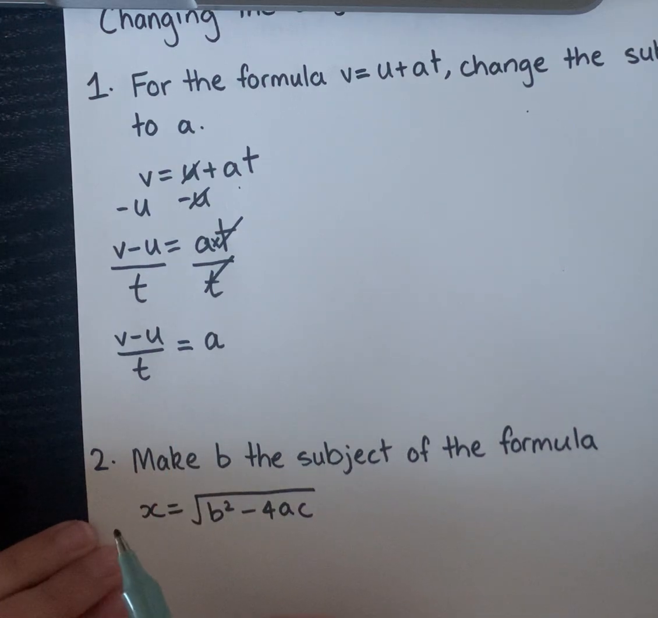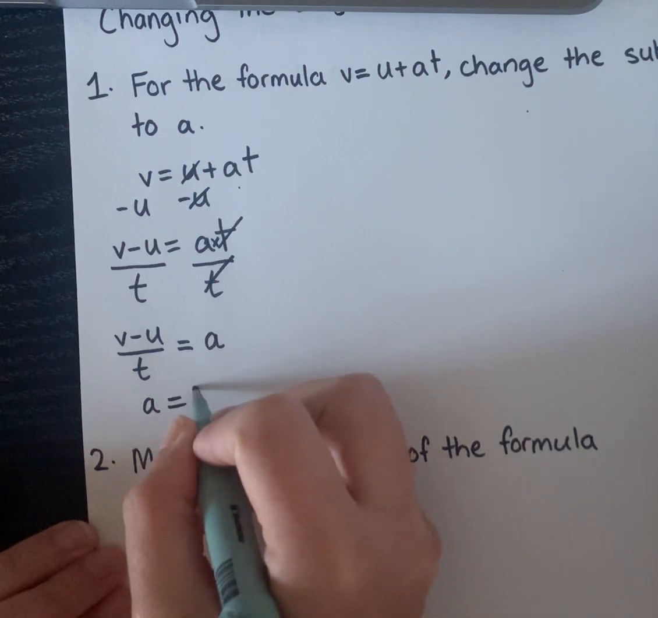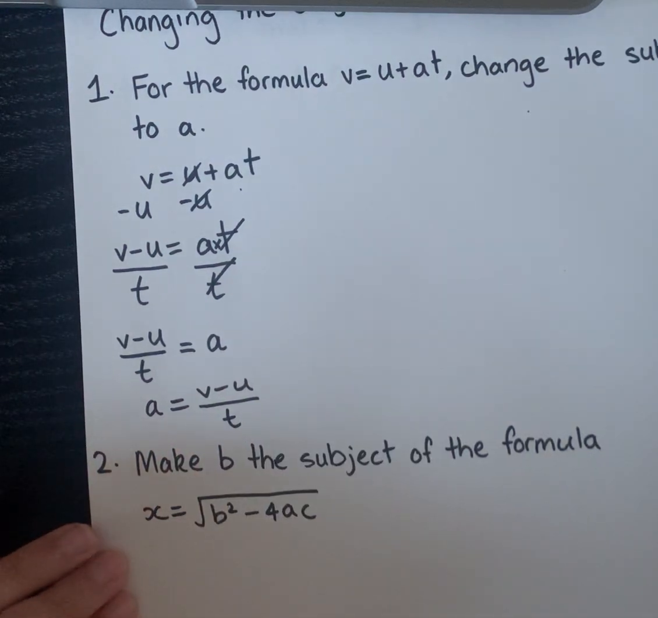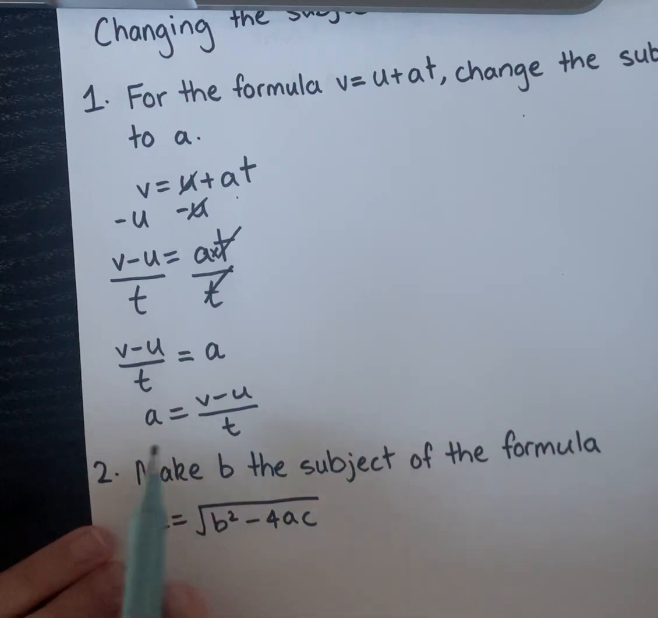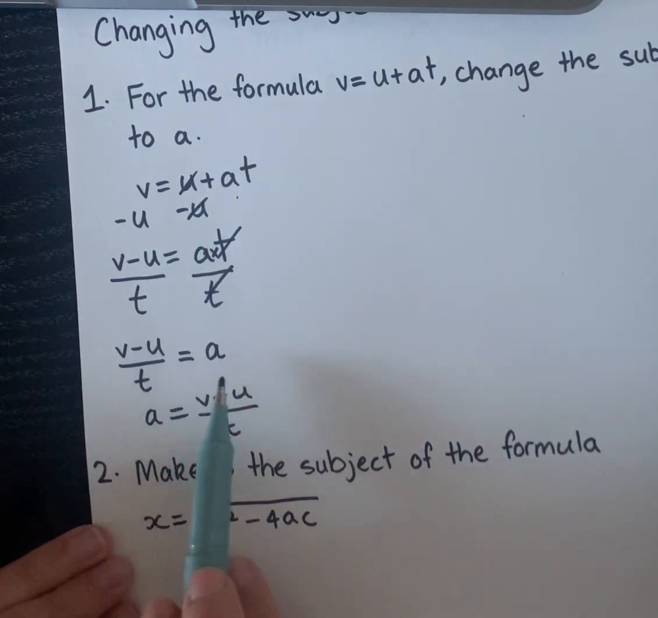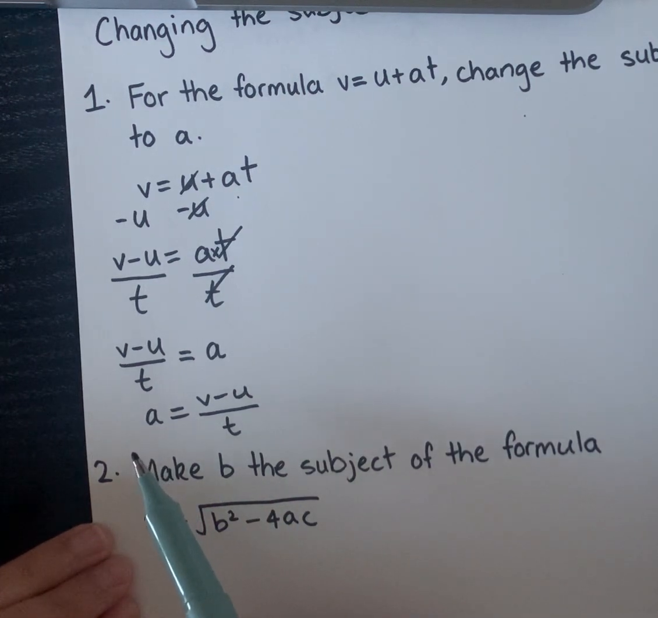And just for convention's sake, we do write the subject on the left-hand side, so we can just flip that around. And we've done it. We've changed the subject of the equation to A. And we did the same thing to both sides the whole time. So the equation didn't change at all. The formula didn't change. It's still the same formula, but we've just got A as the subject now instead.